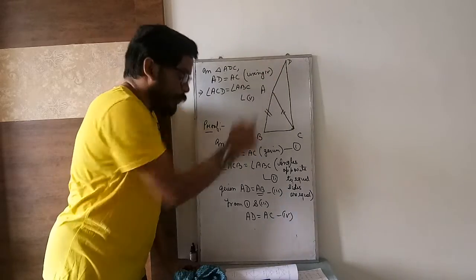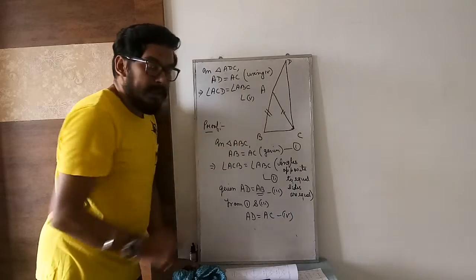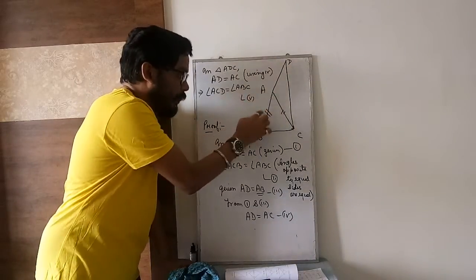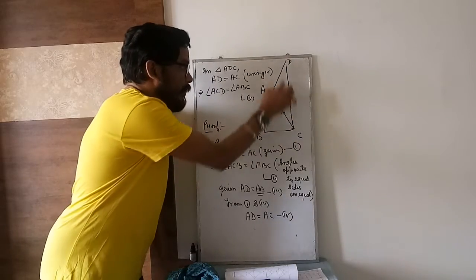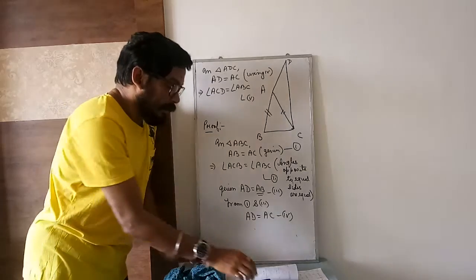Side BA is produced to D. You produce straight. Okay, my line is a little bit inclined. BA is produced to D such that AD equal to AB. You have to show angle BCD is 90 degree. Okay, right angle you have to show. Right angle means 90 degree.